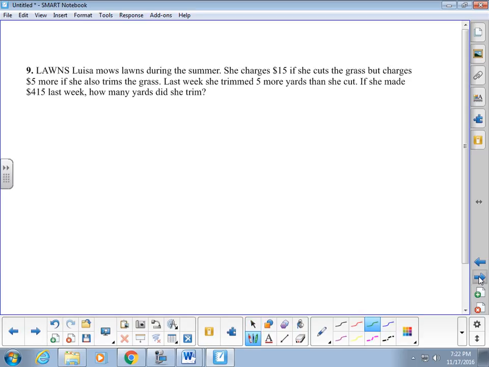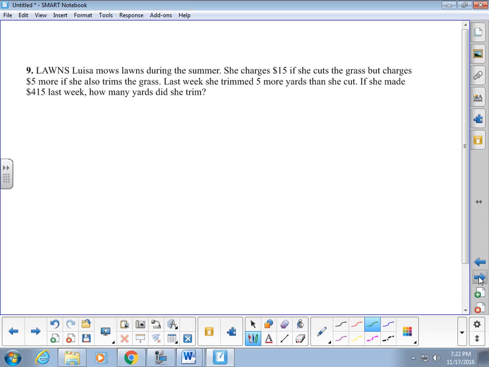Lawns. Louisa mows lawns during the summer. She charges $15 if she cuts the grass, but charges $5 more if she also trims the grass. Last week, she trimmed 5 more yards than she cut. If she made $415 last week, how many yards did she trim?